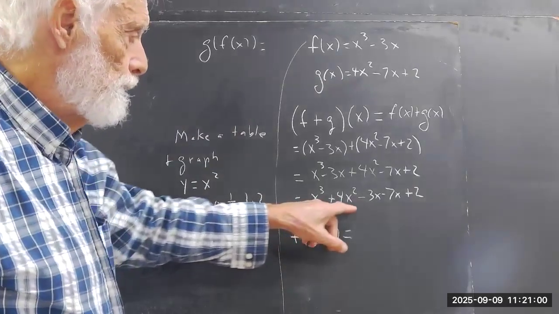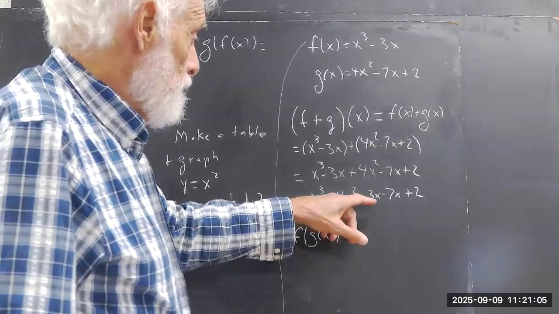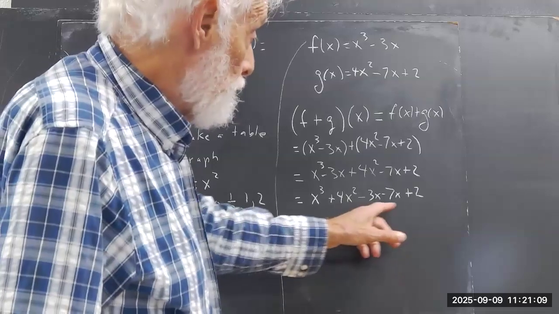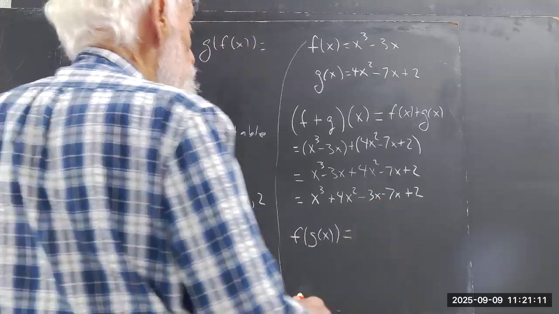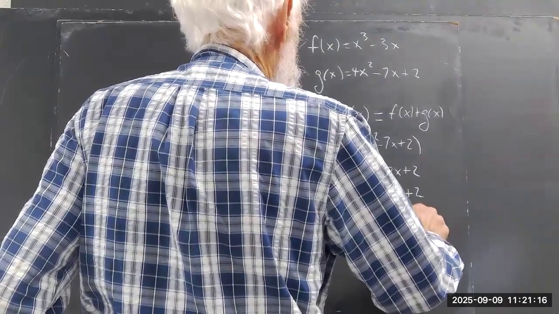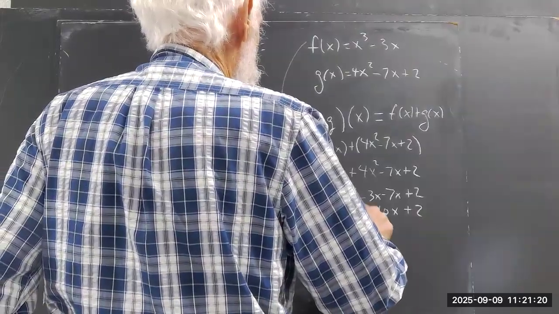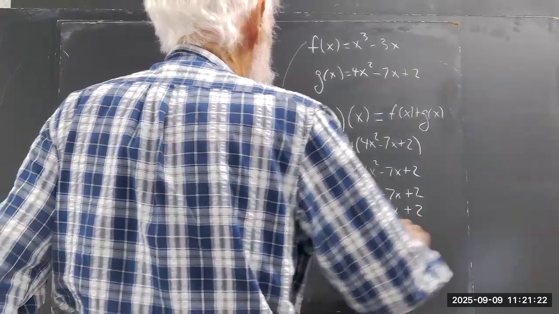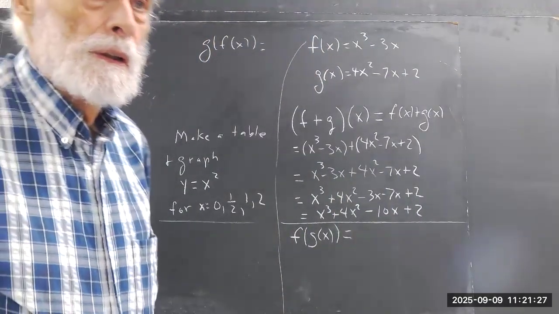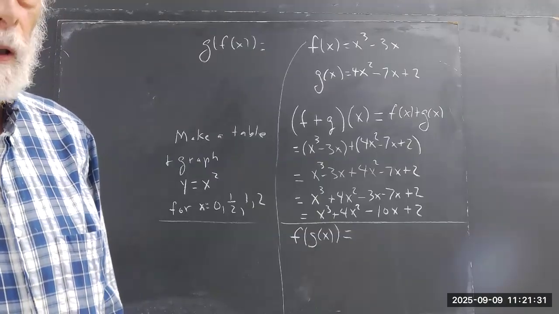We can't add x cubes and x squareds. We can add x's and x's, right? So negative 3x and negative 7x would be negative 10x. We got a plus 2 there, that's all we have. So we got x cubed plus 4x squared minus 10x plus 2.